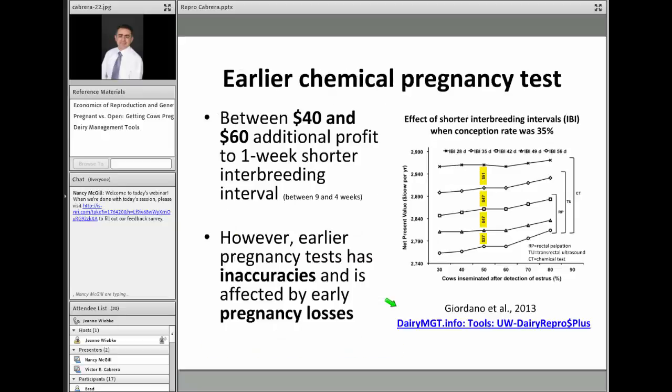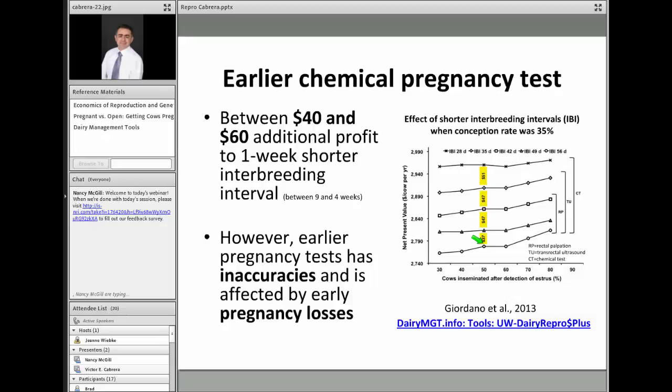We have also seen in the very latest research we have done that the intervening interval will make us a huge amount of money when we decrease it, as you can see here. For example, this curve down here is a 28-day intervening interval. Maybe it's not available nowadays, but probably sometime soon. And here you can see an intervening interval of 56 days. As we decrease the intervening interval, we can see the quantitative value of doing that: between $40 and $60 additional profit for every week shorter intervening interval.